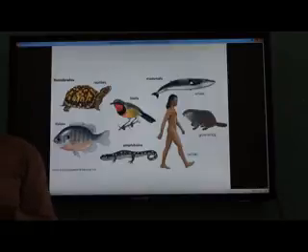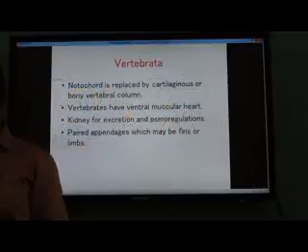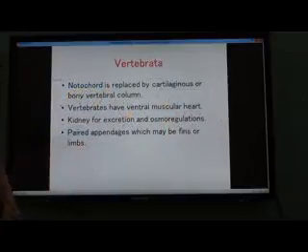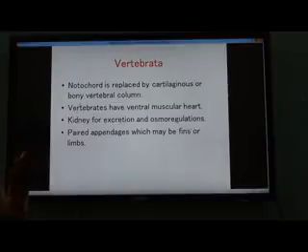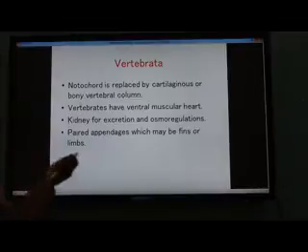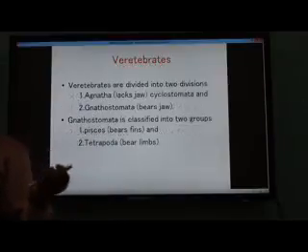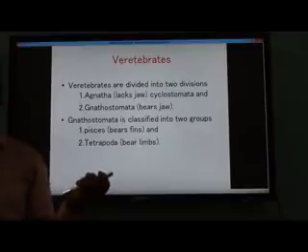Now in vertebrata, the notochord is replaced by a cartilaginous or bony vertebral column. Vertebrates have a ventral muscular heart and kidneys for excretion and osmoregulation. Kidneys play a major role in the release of unwanted toxic materials from the body and in regulation. They have paired appendages, which may be fins and limbs. Vertebrates are divided into two divisions: Agnatha and Gnathostomata.